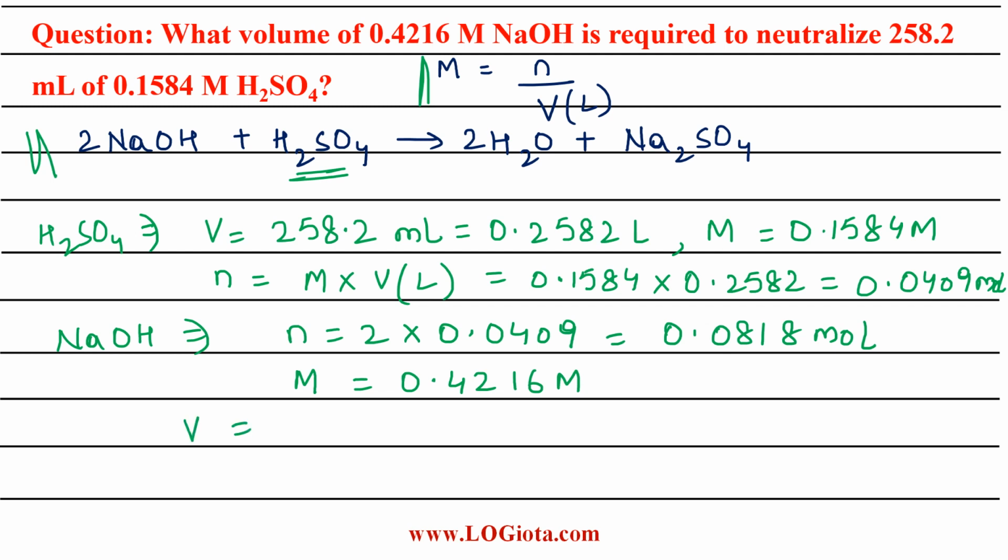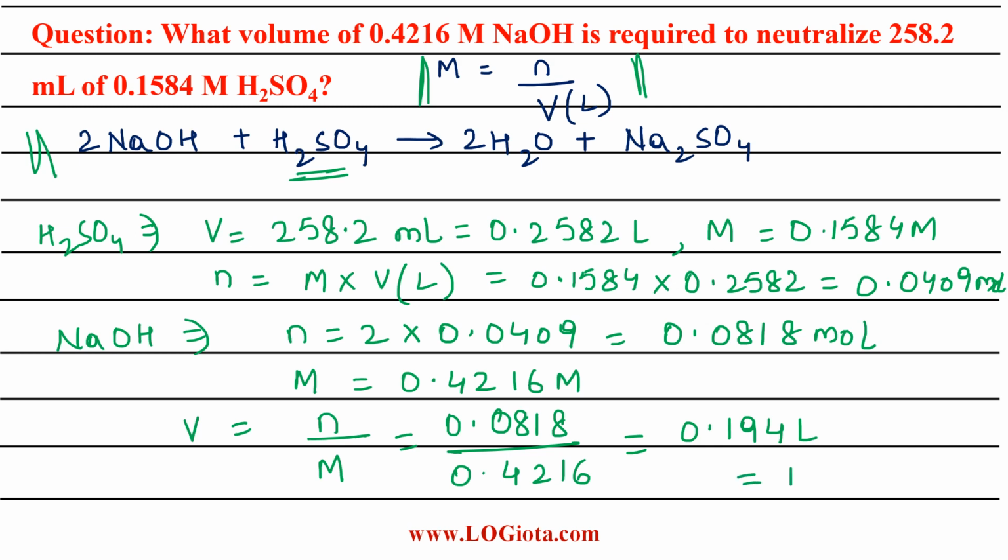Volume will be equal to, from this formula again, we will calculate the volume. So volume will be equal to number of moles upon molarity. Number of moles we have is 0.0818 moles, upon molarity, that is 0.4216 molar, and on calculating this we get the answer as 0.194 liter, or you can say 194 ml. So this is the answer. So this much volume of NaOH is required to neutralize this H2SO4.